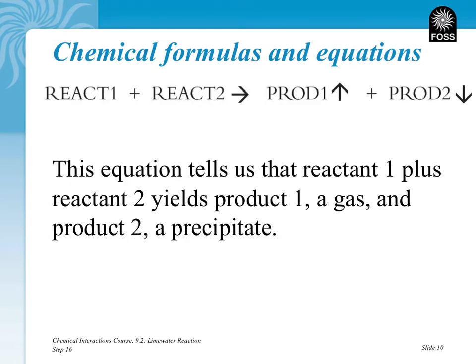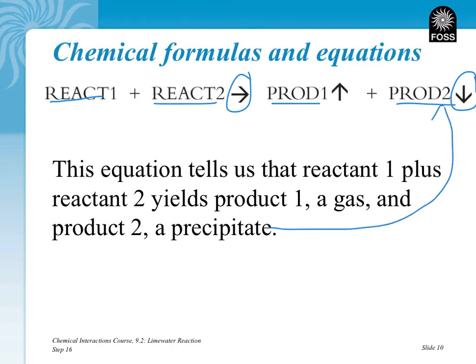Here's an example of a chemical reaction. Notice my yield sign. That's how I know it's a chemical reaction in the middle. I have 2 reactants, reactant 1, reactant 2, and I have 2 products, 1, 2. There's that down arrow again. The down arrow indicates that I have made a precipitate, something that has fallen out of solution.